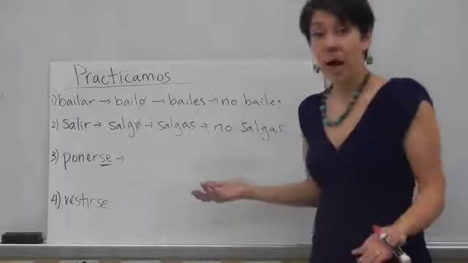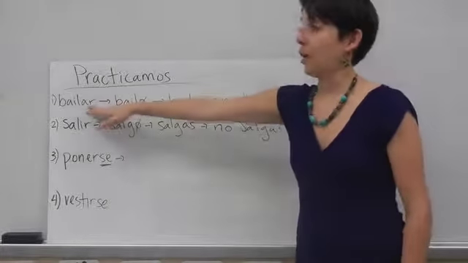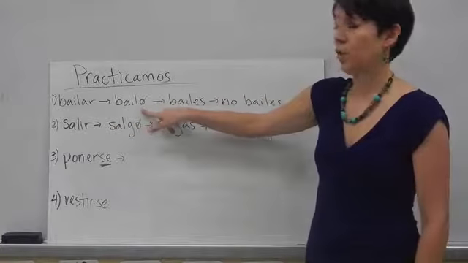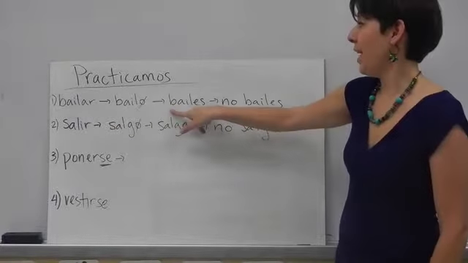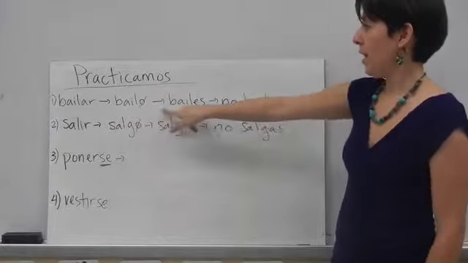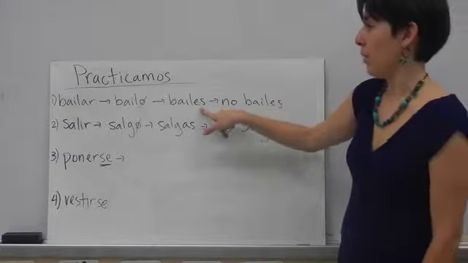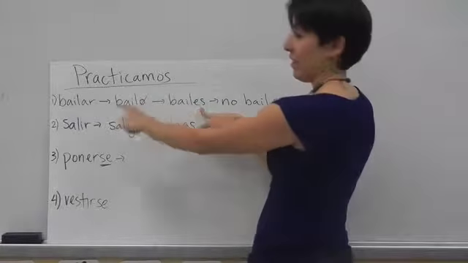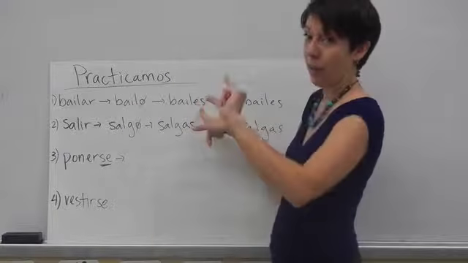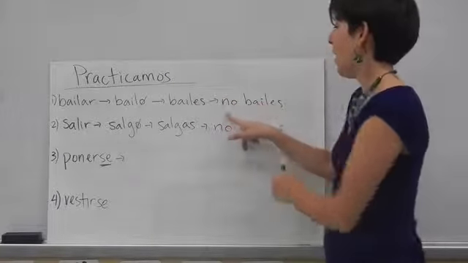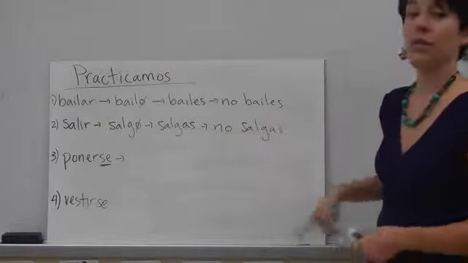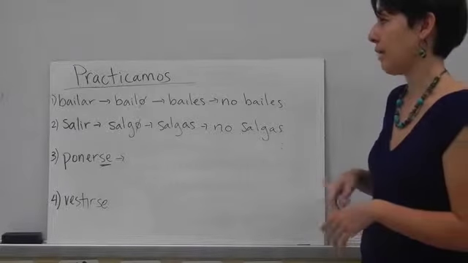Practicamos. How does that work? Well, bailar is an AR verb. I conjugate it to box 1. I get bailo. And then I take off the O. And then I add my opposite box 2 ending. I add an ES. It's an AR verb, but I don't want AS. I want the opposite. So I add ES. And then I put no in front. No bailes. Don't dance. No bailes en la clase.